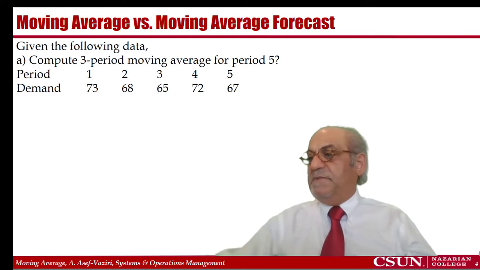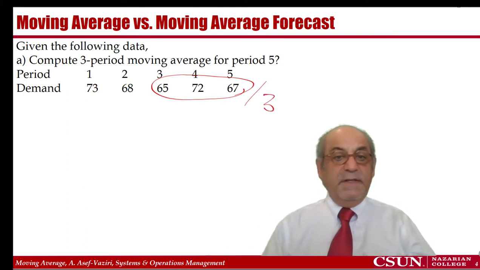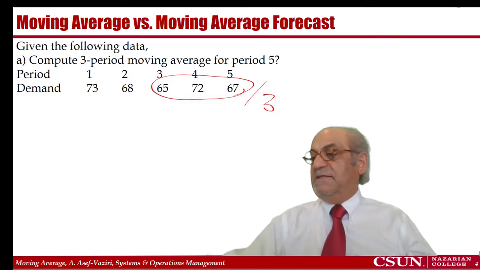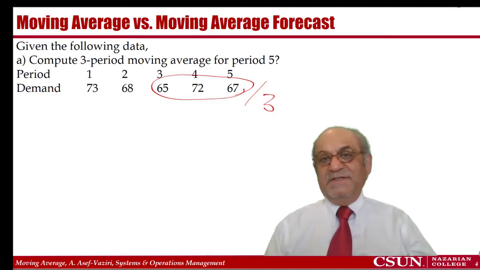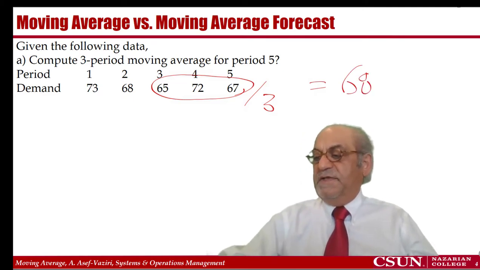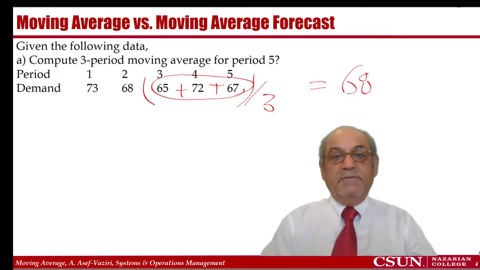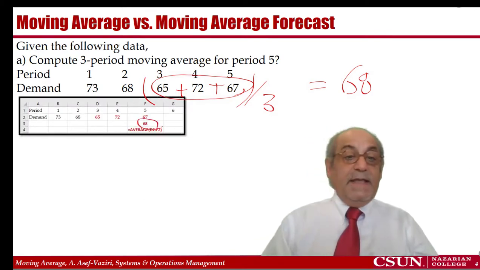3 period moving average for period 5 is summation of these 3 numbers divided by 3. Average of those 3 numbers. So this one has 2 more than 65, this one has 7 more than 65. They both together have 9 more than 65. 9 divided by 3 is 3. So the moving average is 68. Summation of these 3 divided by 3 would be 68, and that would be our forecast for the next period. Okay. And that is the formula.